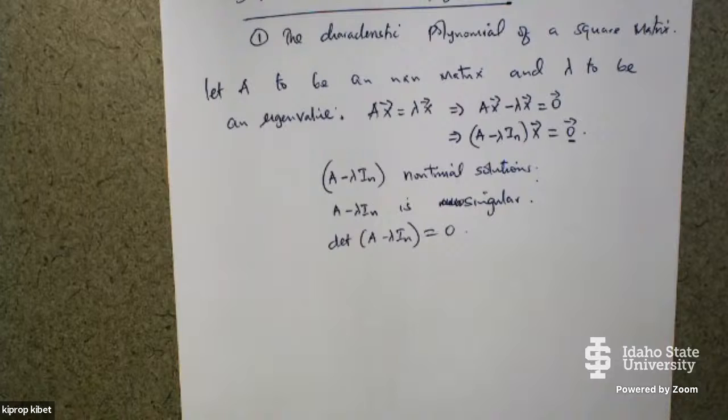So this is where it gives us the characteristic equation. Because at this point, we'll be trying to get the solutions for lambda. To get the solutions for lambda, we need to get the determinant of this and equate it to 0.